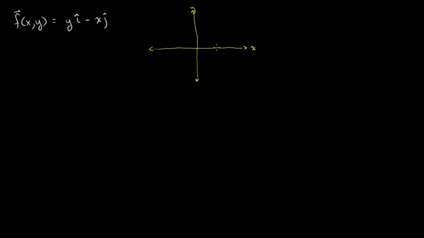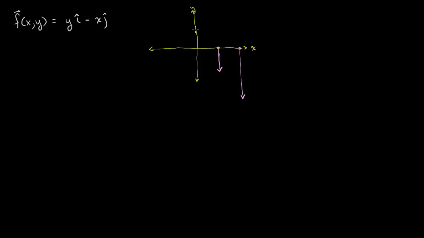So if we're at the point, for example, (1, 0), what will the vector look like that's associated with that point? Well, at (1, 0), y is 0. So this will be 0i minus 1j. Minus 1j looks like this. At x is equal to 2, I'm just picking points at random, ones that'll be easy, y is still 0, and now the force vector here would be minus 2j. So it would look something like this.